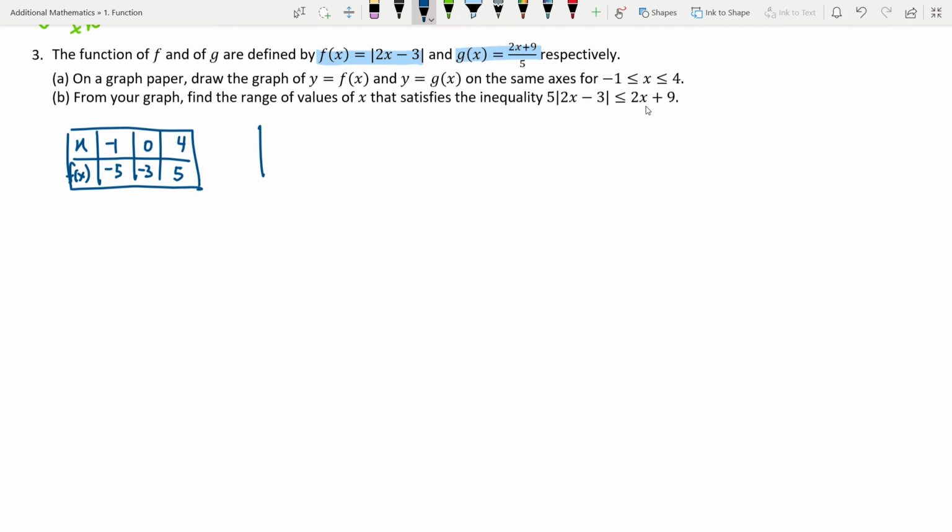And we also prepare a table for our g(x) without the modulus also. We have -1, 0, and 4. When x is -1, -2 plus 9, 7 over 5. When x is 0, we have 9 over 5. When x is 4, we have 17 over 5. Let's sketch the graph.